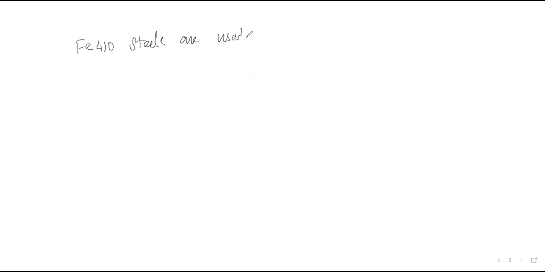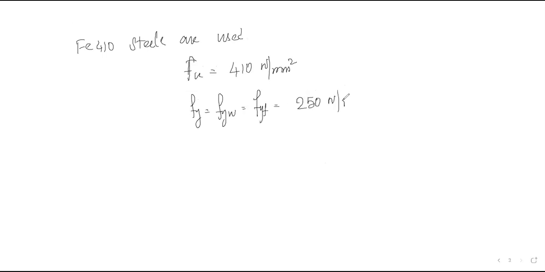Okay. So our ultimate stress value fu is 410 Newton per mm squared. And fyw and fyf, these values are all yield stress, so it becomes 250 Newton per mm square. Next, partial safety factors. Gamma m0 is equal to 1.10.